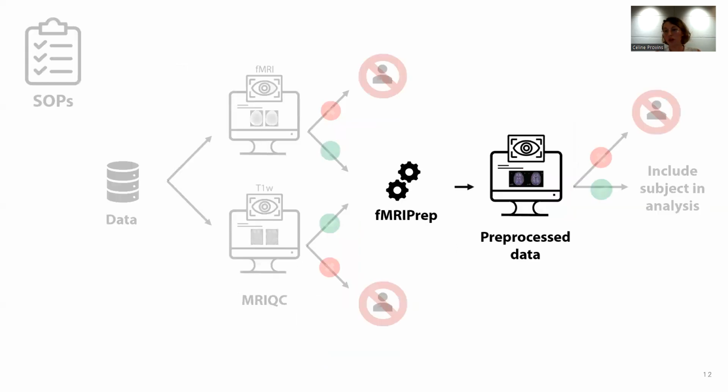Then the second tool that we are using is fMRIPrep. It's a pre-processing pipeline. So it outputs pre-processed data. It also outputs visual reports to assess the quality of those pre-processed data. And it outputs also confounds that you can use in subsequent denoising.